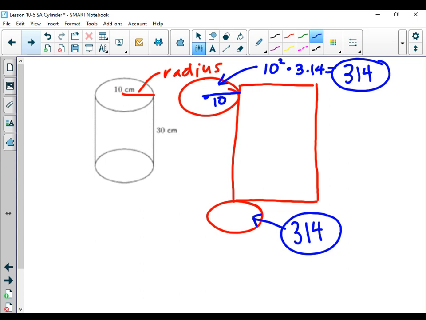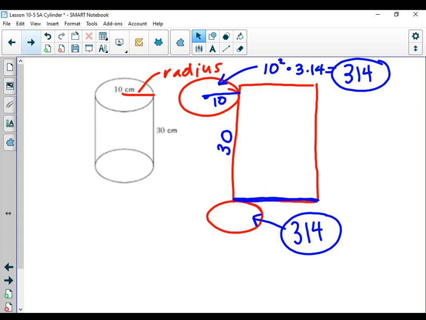The rectangle. So I see a 30, but I'm missing this. Remember where my rectangle came from? The circle. Would it be 20? I know why you think that, because you did the diameter, right? Think about where this came from. Where did this edge come from?